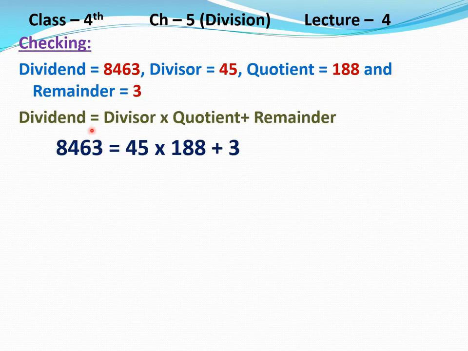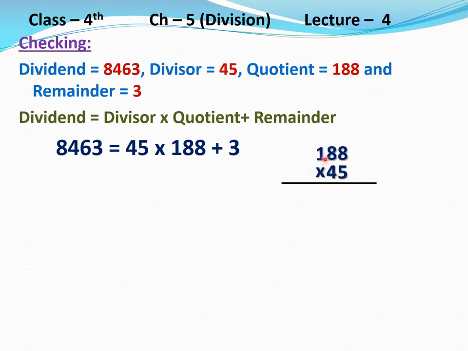3. Write down dividend equal to divisor multiply quotient plus remainder. 8463 equal to 45 multiply 188 plus 3. First multiply this 188 by 45. Clear? Multiply 188 multiply 45.